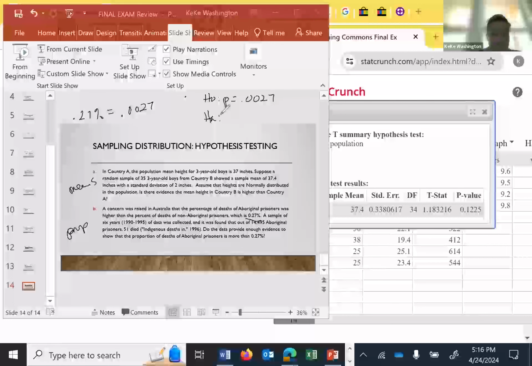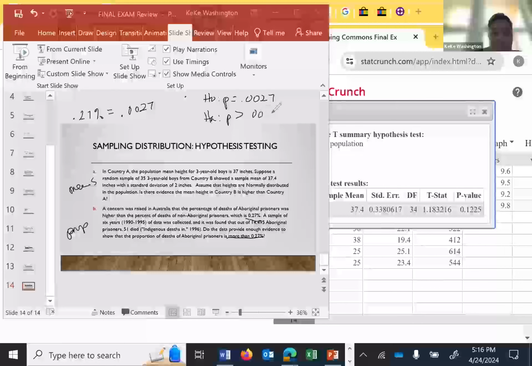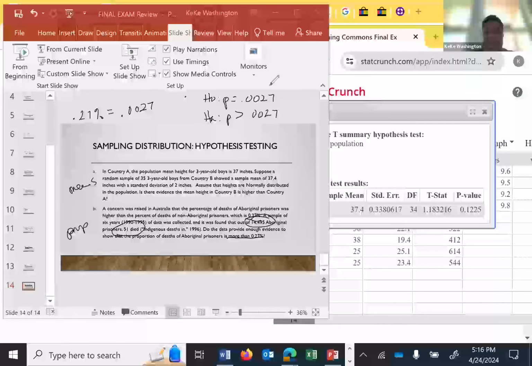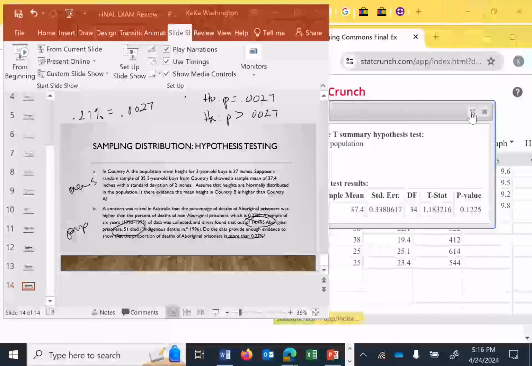Okay. The alternative would say p is more than that value. Right? We have our sample size. We have our, and I hate to say it, number of successes. That's the number of people that died, but that would unfortunately be considered our number of successes here.